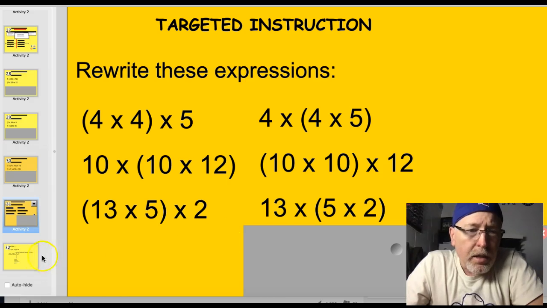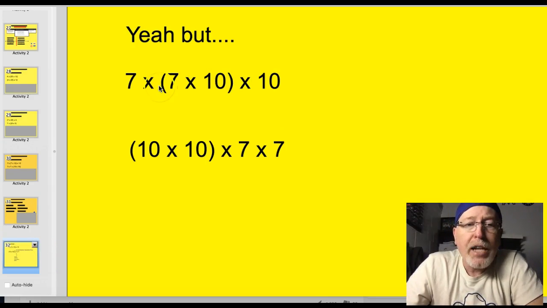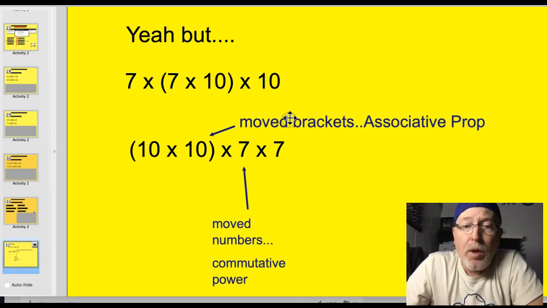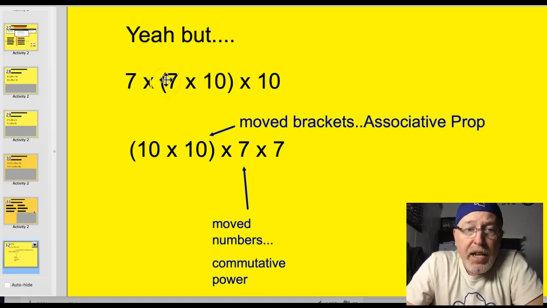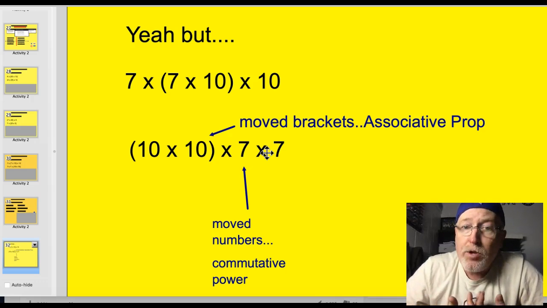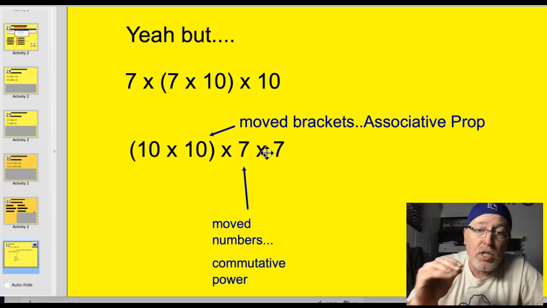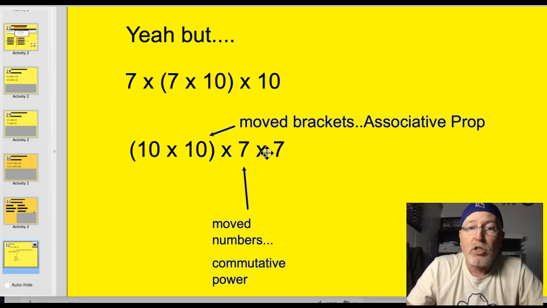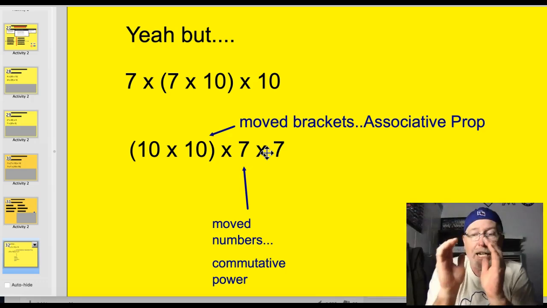All right. There's always a yeah, but. Yeah, but my dad says that 7 times 7 times 10 times 10 can be written as 10 times 10 times 7 times 7. Dad's right. It can be written that way. Look, Dad moved the brackets, which is the associative property, and he moved the numbers, which is the commutative property. Okay, so you can use these two in combination, but when I quiz you, I'm just going to be asking you to do either the associative property or the commutative property. Associative property, move the brackets.